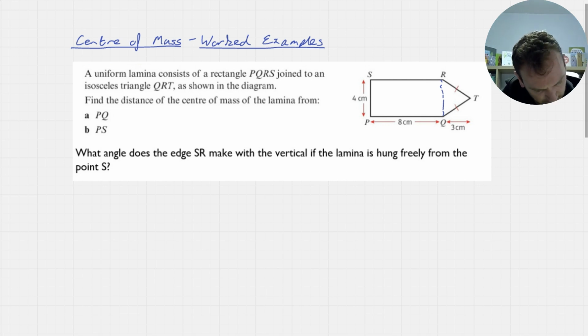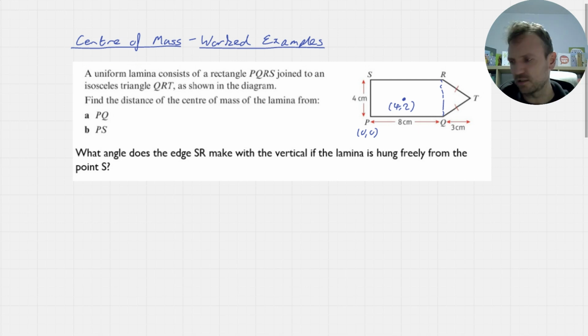Now, it's going to be useful to get a coordinate system going on here. So I'm going to think of P as being my origin, 0, 0 here, and do everything in relation to that. You don't have to choose P as your origin, but this just means I'm not going to have to worry about any negatives as I'm working through. So if that's our origin, then our centre of mass of our rectangle, fairly nicely and obviously, is just going to be 4, 0, bang in the middle of our rectangle.